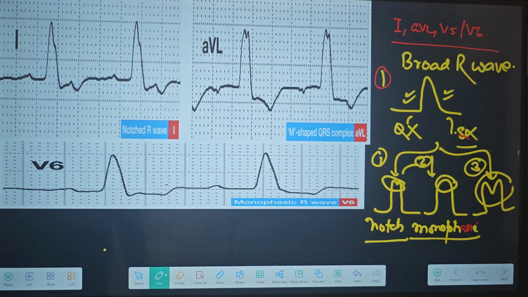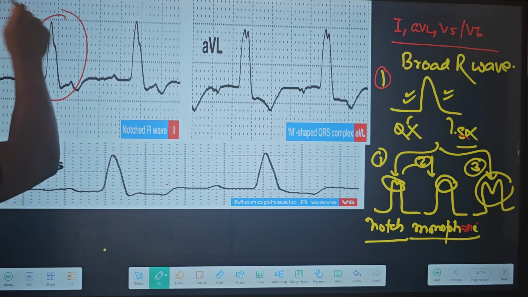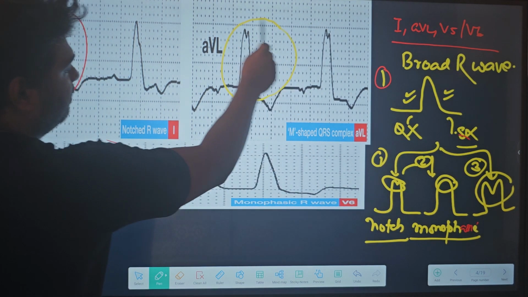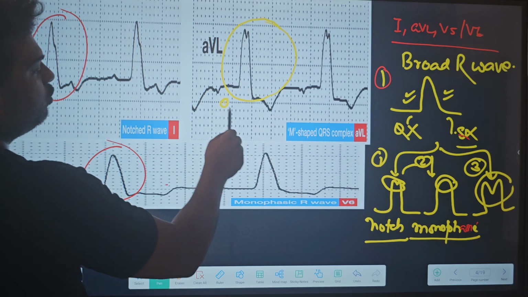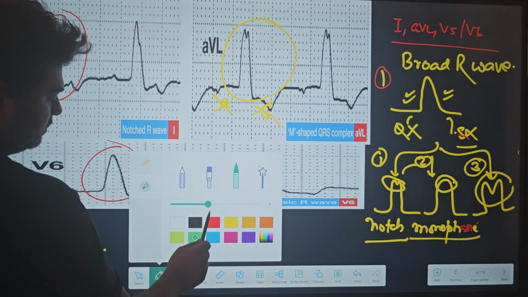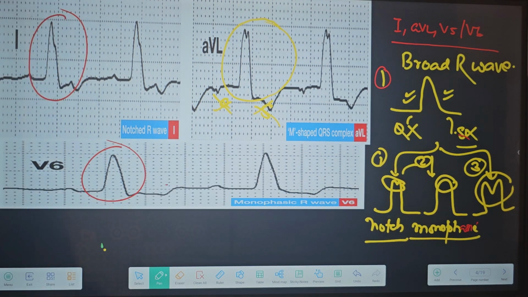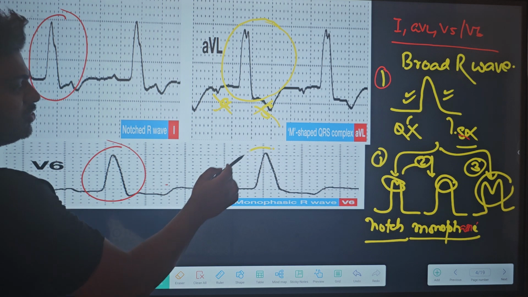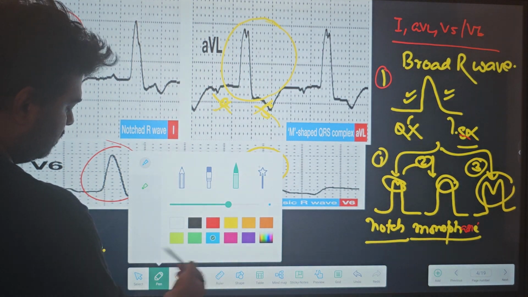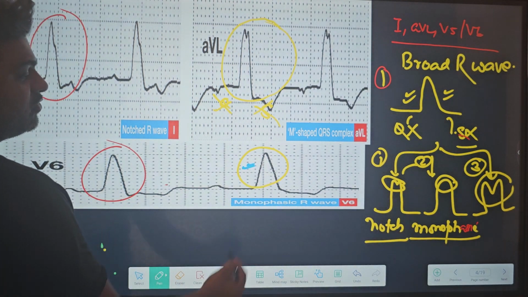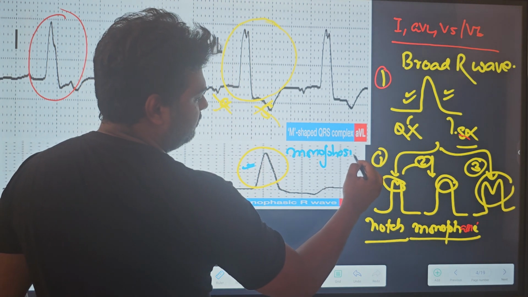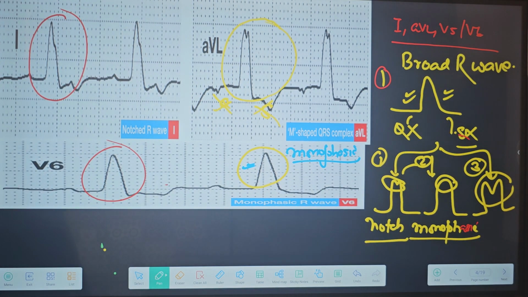Now, like this is a broad R wave. See, this is also a broad R wave. This is also a broad R wave because they have no Q wave, no S wave. So this is a broad R wave, but there is a difference. In this R wave, there is no notching or M pattern. So this is called a monophasic broad R wave.